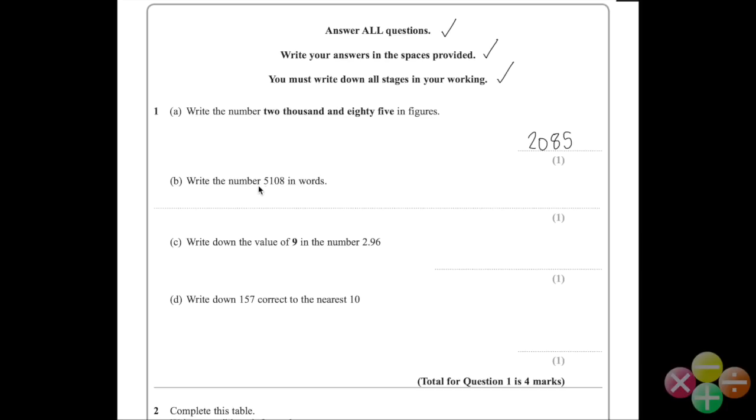Write the number 5108 in words. Now the easiest way to do this is write as we speak. So 5108. So 5108. And notice I've used words all the way through, no numbers.